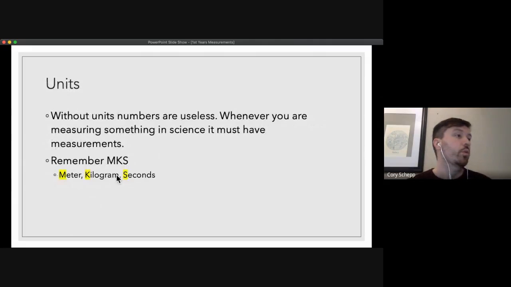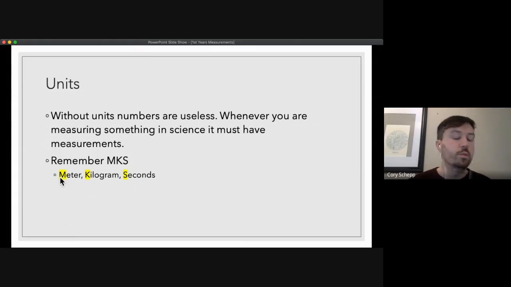So on the next page here, without units, this is what I was talking about when you're in science. Without units, numbers are useless. Whenever you are measuring something in science, it must have units. Remember MKS. These are the measurements we're always going to be using in science over the next few years. You're going to be using meters, kilograms, and seconds. That one's pretty straightforward. You're not going to measure time any other way. You're going to measure it in seconds for the most part. You can use minutes, but we're going to really try and use seconds, okay?